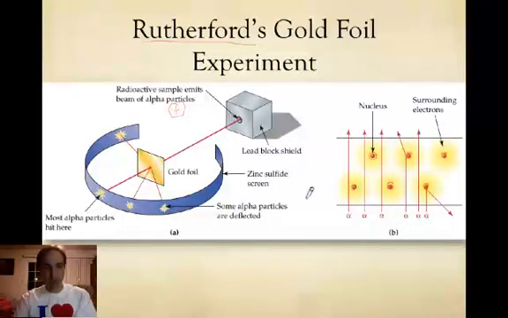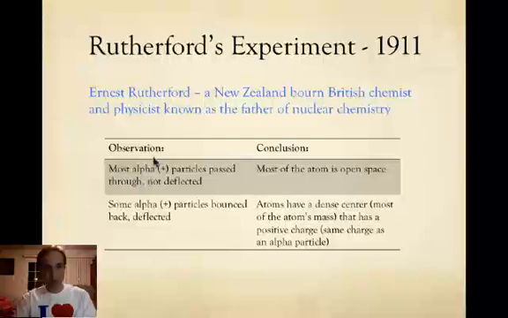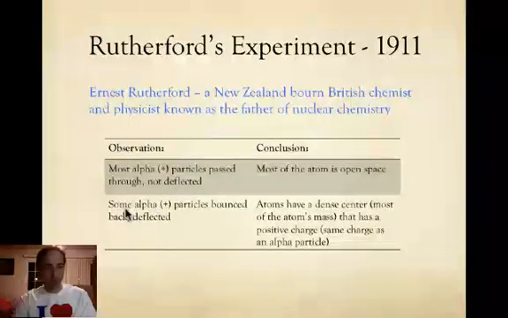Okay. So that's what he found. Alpha particles would zip through the gold. In fact, he thought they would all be deflected, but he was kind of shocked by the fact that most of them shot straight through and only some of them were deflected. So if we summarize his observations, he found that most alpha particles passed through, they were not deflected. Only some of the alpha particles bounced back or were deflected.